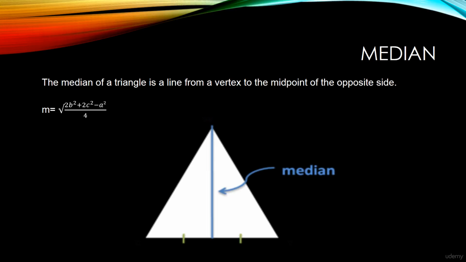So m is equal to the square root of (2b² + 2c² − a²) divided by 4, where a, b and c are the sides of the triangle and a is the side of the triangle whose midpoint is the extreme point of median m.